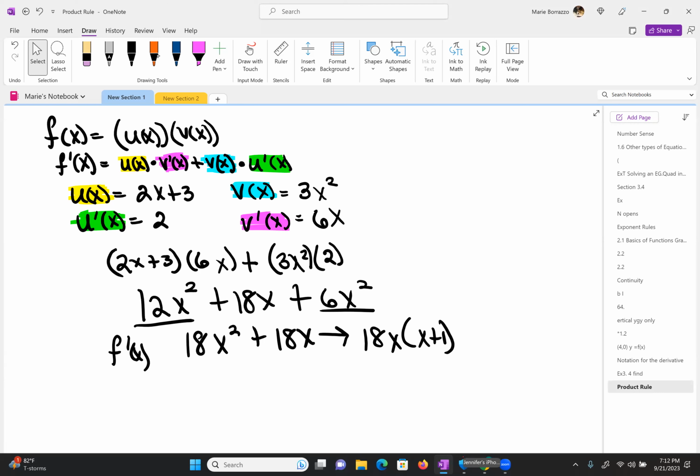And this is the one. This is always positive. In the product rule, you have the benefit that it's positive. Quick question: how did it become 18x parentheses x plus 1? What's common to both? Oh, okay. 18 is common to both.